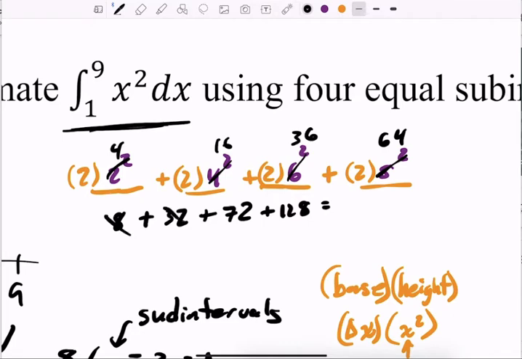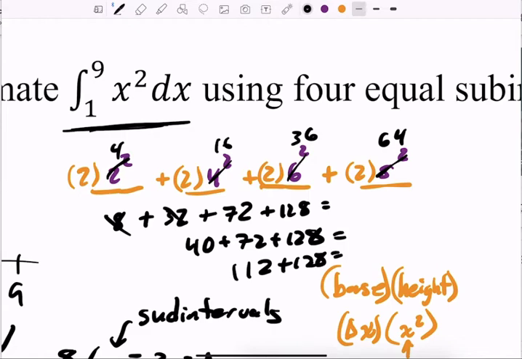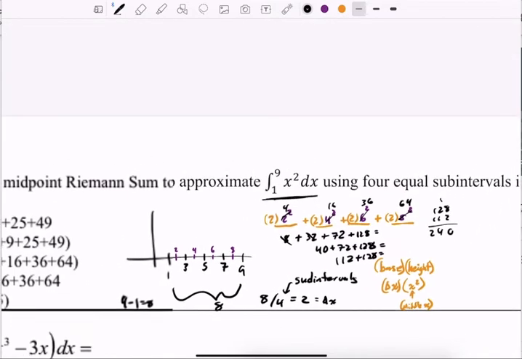So this is going to be 40 plus 72 plus 128. Writing extra because I don't want to make a mistake. So it's 112 plus 128. I add those, I get 240. Please answer B there.